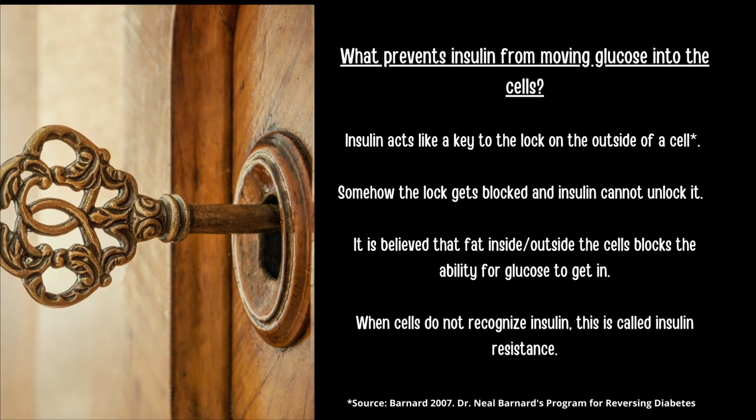What prevents insulin from moving glucose into the cells? Insulin acts like a key to the lock on the outside of a cell. Somehow the lock gets blocked and insulin cannot unlock it. It is believed that fat inside and outside the cells block the ability for glucose to get in. When cells do not recognize insulin, this is called insulin resistance.